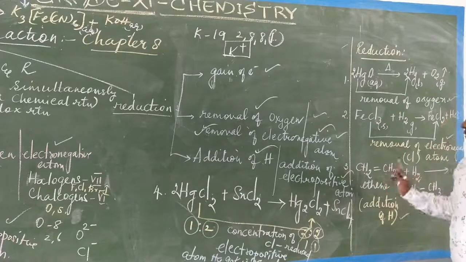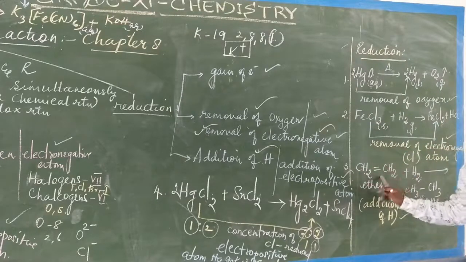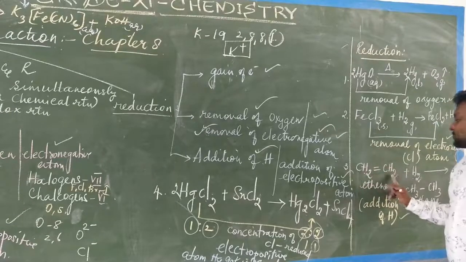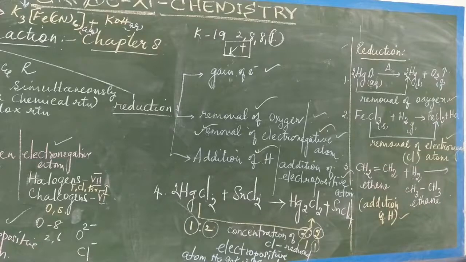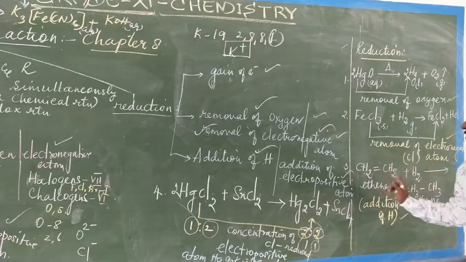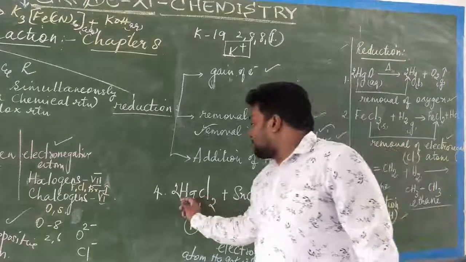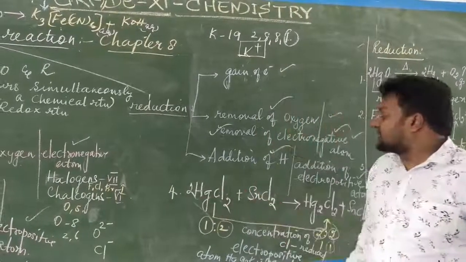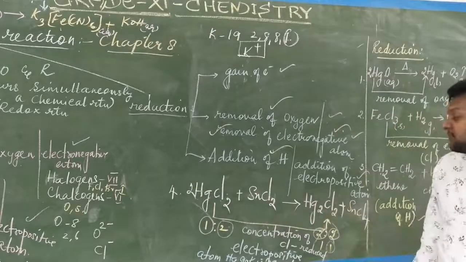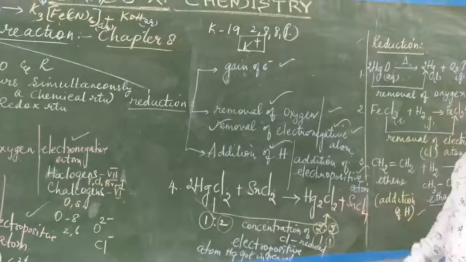Now the third reaction. CH2 double bond CH2 on treatment with hydrogen. CH2=CH2 is an unsaturated hydrocarbon, which is ethene. On treatment with hydrogen, hydrogen atoms have got added. So it gives rise to CH3-CH3, which is called ethane. Now the fourth point: when you take mercuric chloride on treatment with stannous chloride, it gives rise to the formation of mercurous chloride plus stannic chloride.